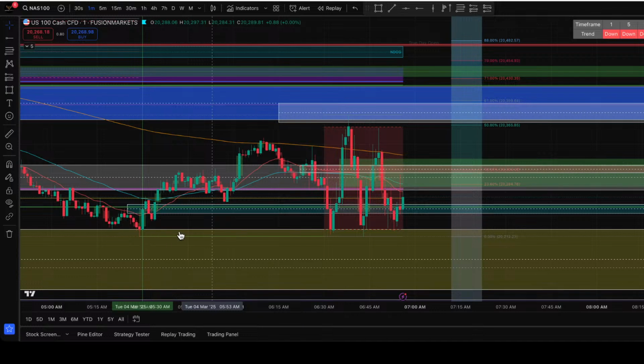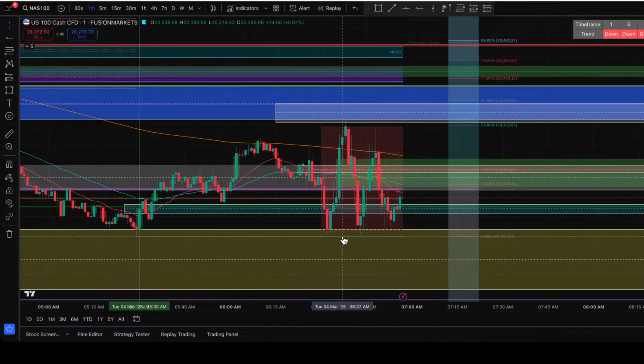This is 1, 2, 3, 4 equal relative lows here now. And we have still not taken our manipulation zone. Wants to. Hasn't yet.